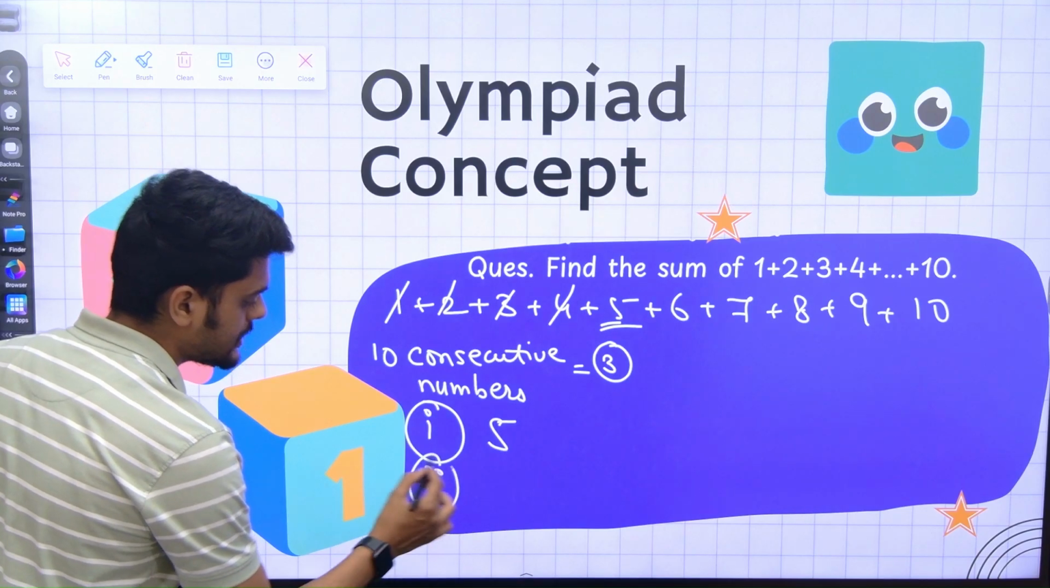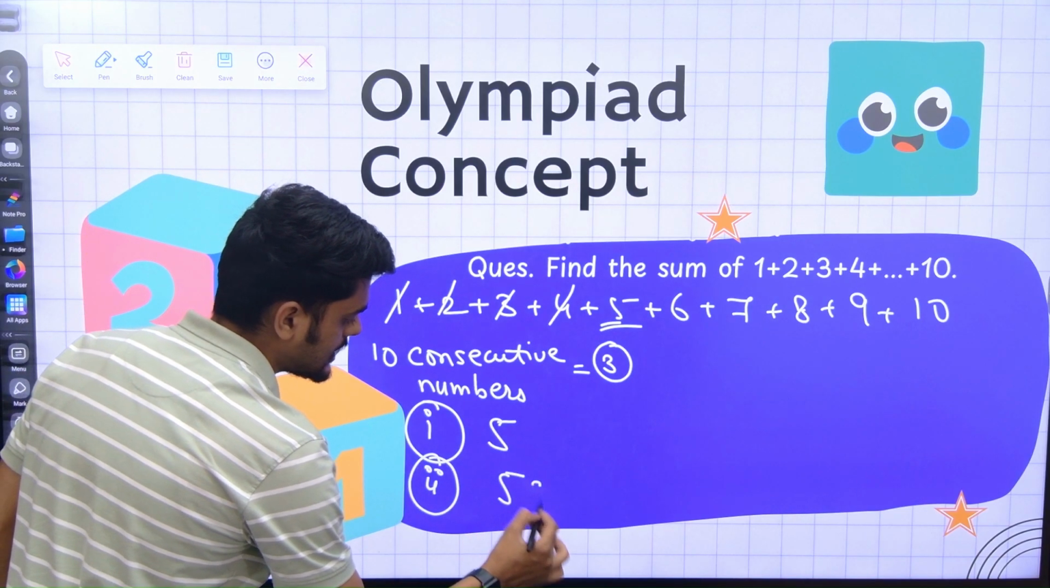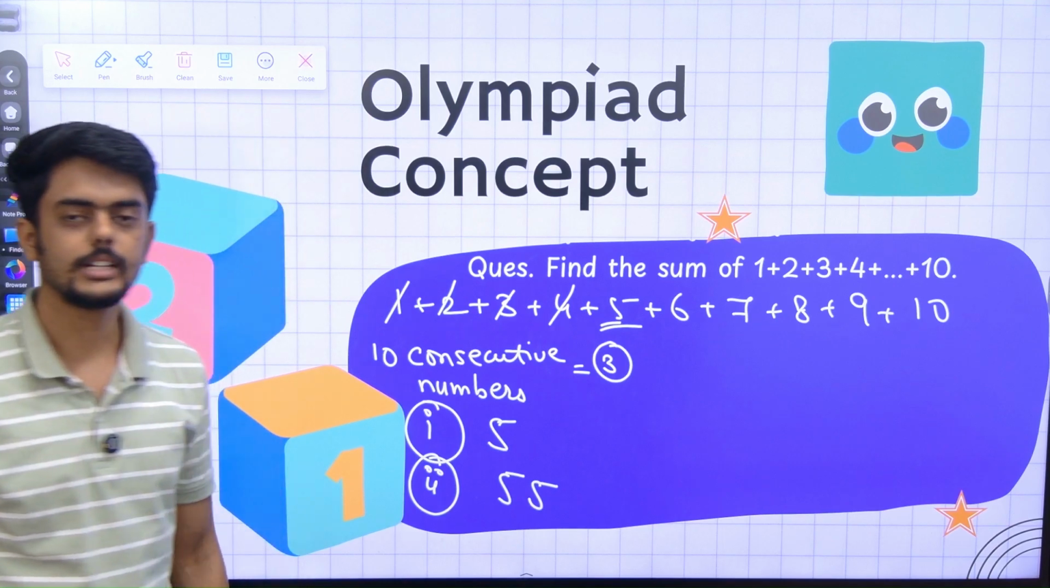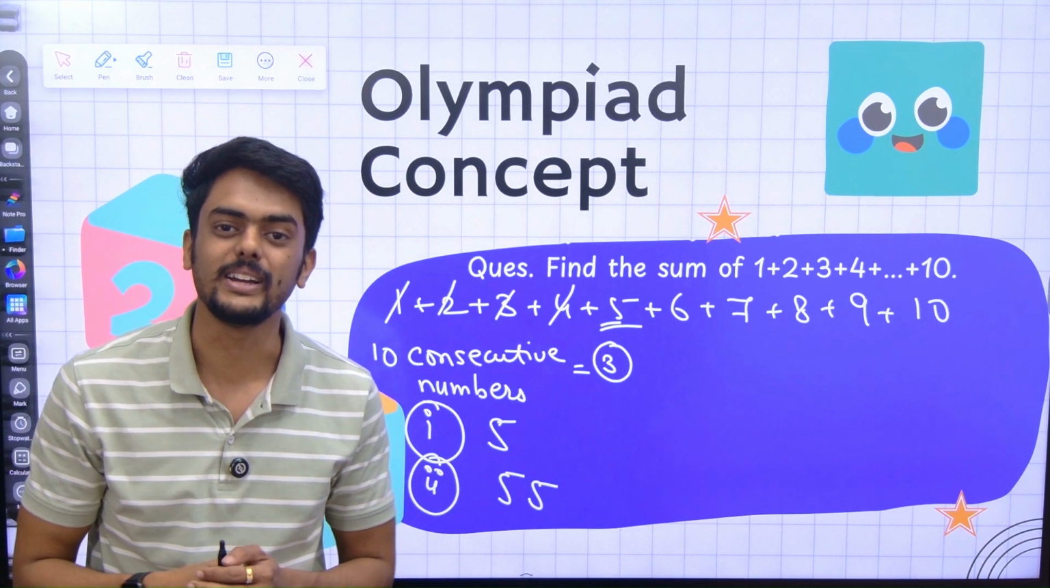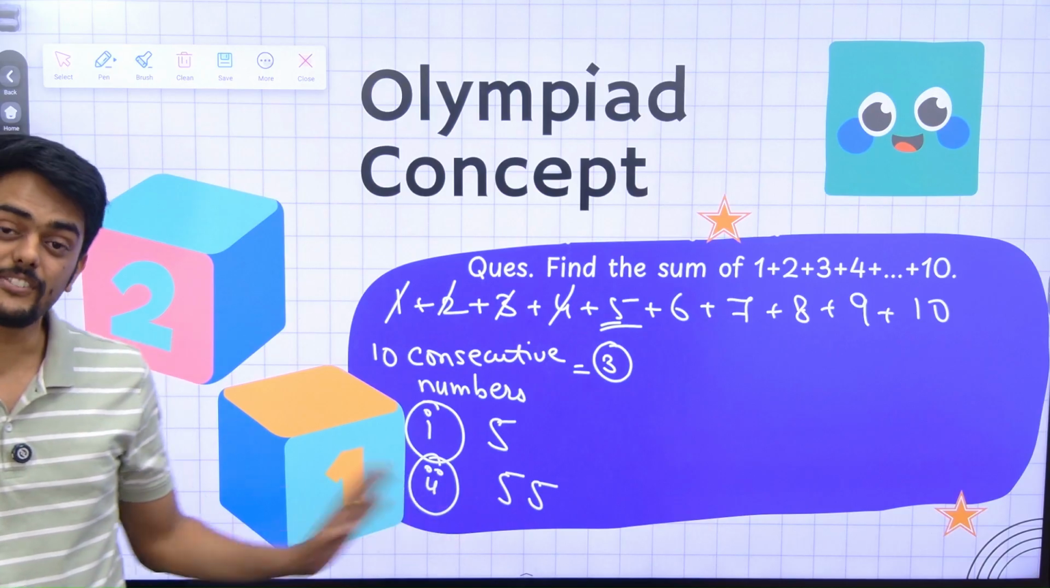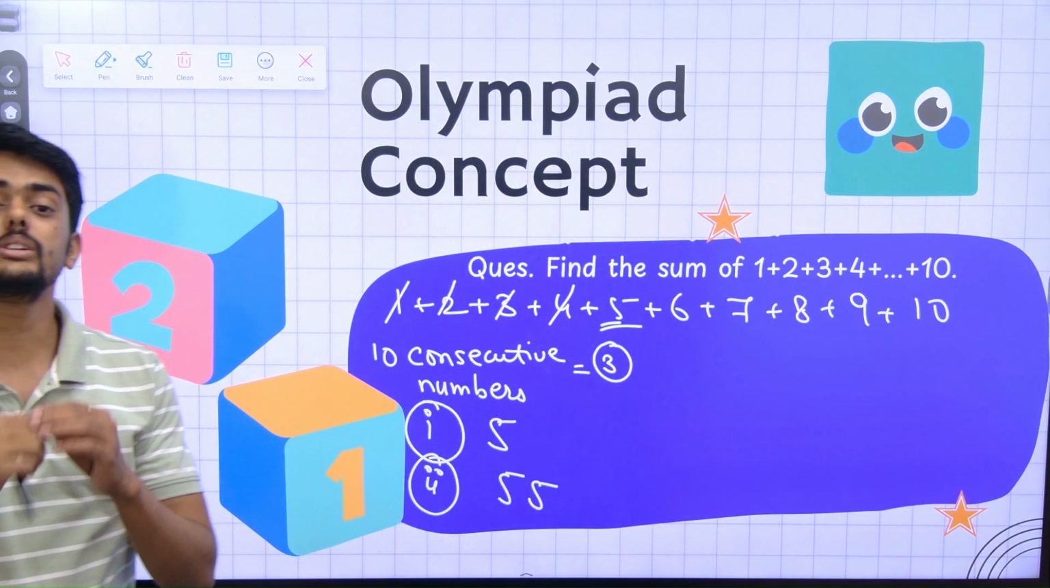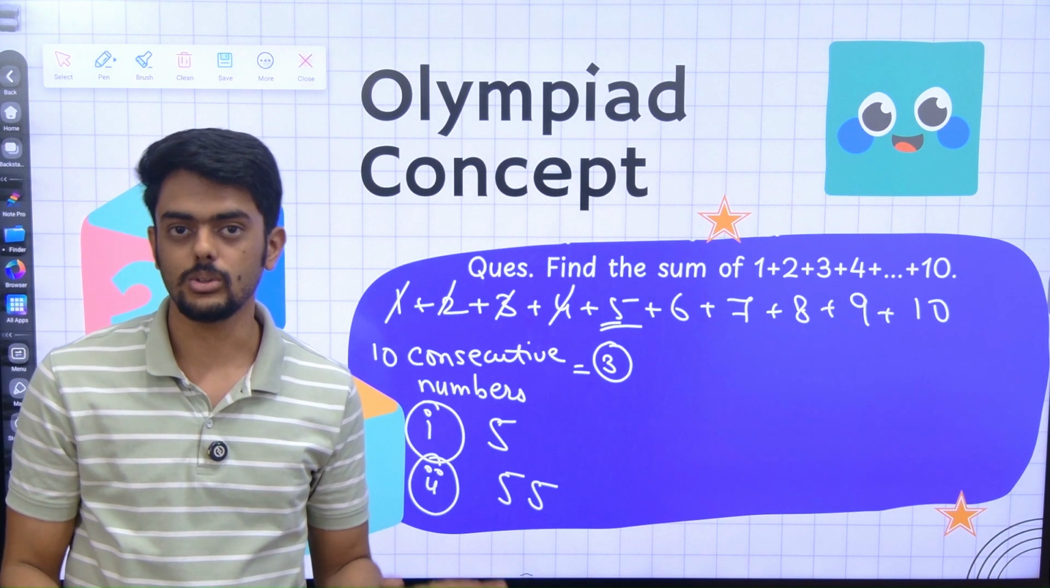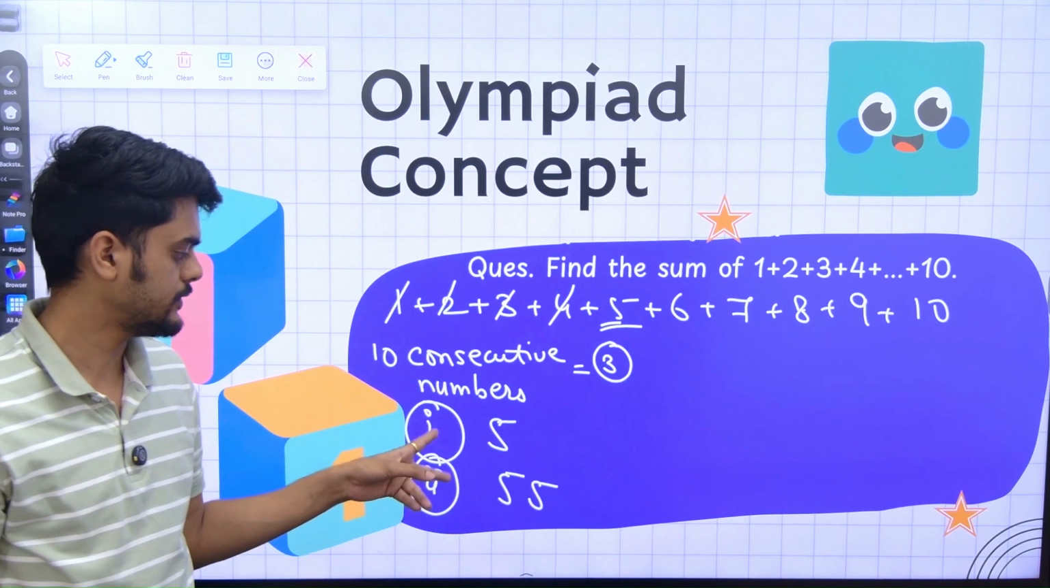Now, the second step is just write a 5 behind it, and the third step is to have a smile. Okay, you have got your answer. The 55 would be the answer. You need to do nothing apart from this. Okay, just don't apply any formula within these 2 steps.